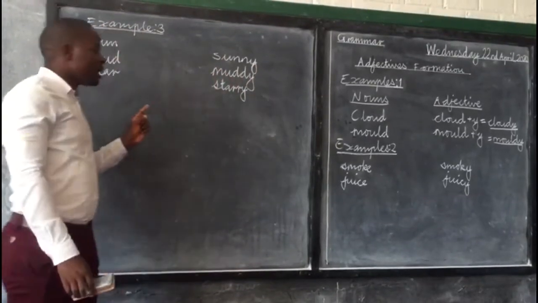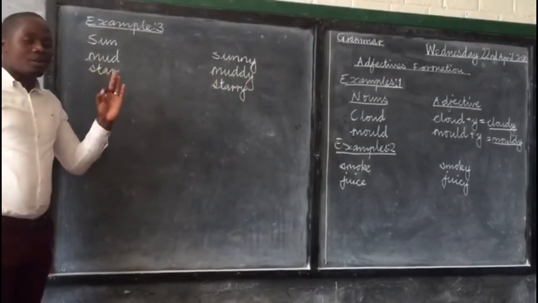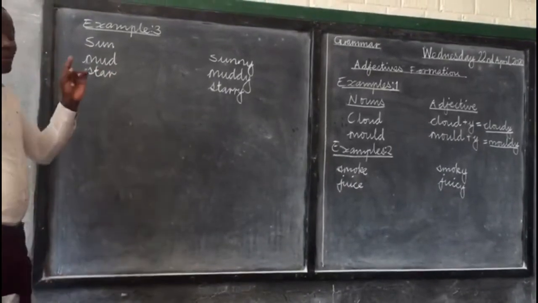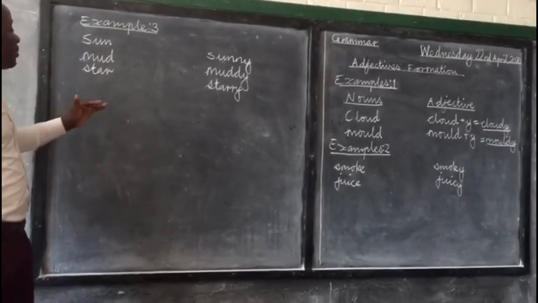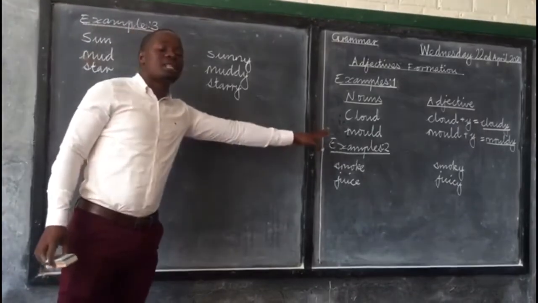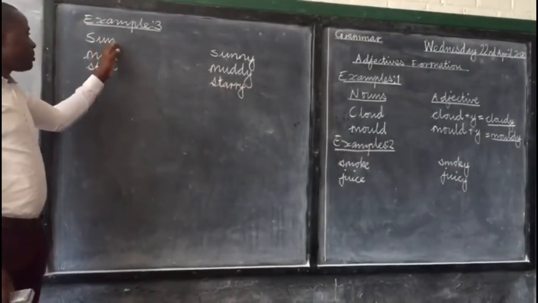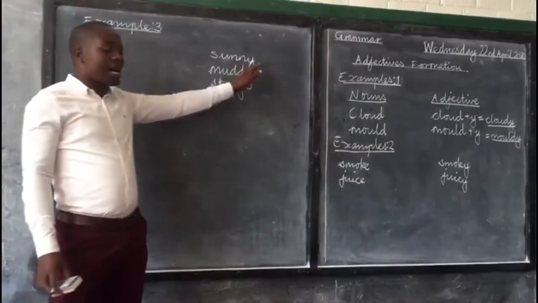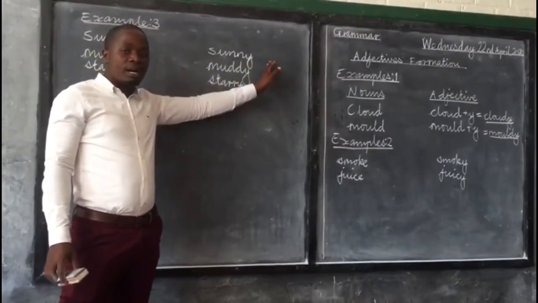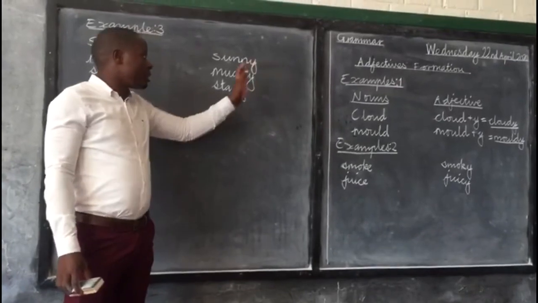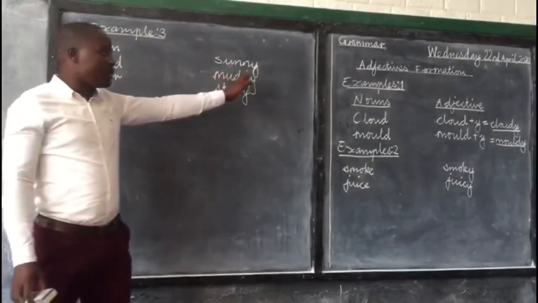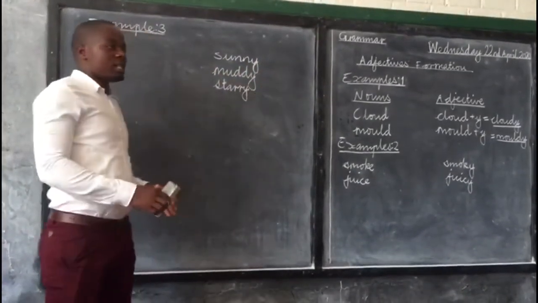Remember that the letter Y is mostly used for the 3 rules except for the last one that we are going to look at, but for the rest of them, most of the adjectives will end in letter Y. Like we have done here, we double the last letter and then we add letter Y to the same word, which is a noun, which changes now into an adjective.